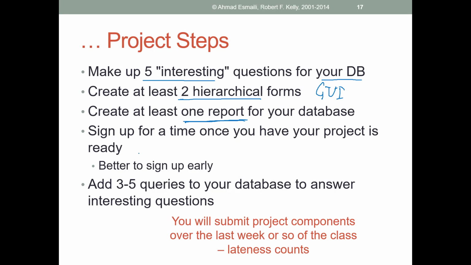We'll learn about these. And once you believe that you are done and have every component ready for the project, then you will have to sign up for the project demonstration. All right, so you should have 3 to 5 queries on your databases, and these queries should be on the interesting questions that you would like your database to answer.